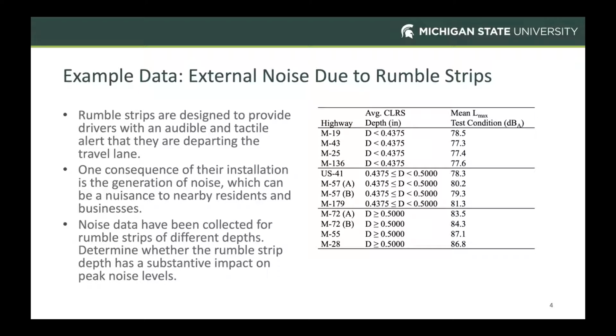And so you'll notice we're providing details regarding the highway where the data was collected. There are two sites, so M57 and M72. We actually had two different locations that were separated by differences of miles in those cases on M57 and M72. And you'll notice what we've done here is we've grouped these highways into similar ranges based upon how deep the rumble strips were at each of these individual locations, okay?